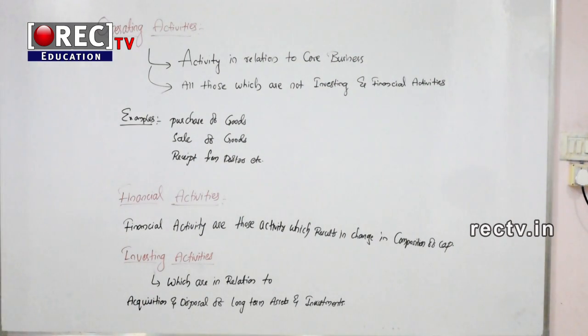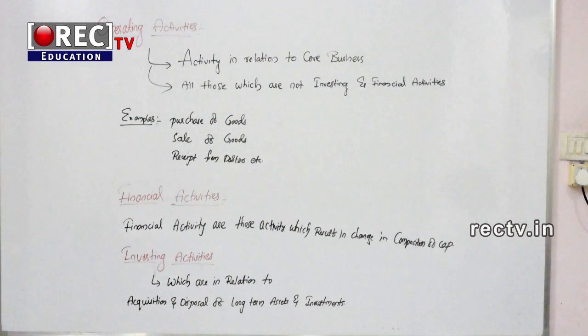Let us see some examples, that is raising of equity share capital, or raising of preference share capital, and raising of debenture capital. So there is a change on the liability side, so this comes under financing activities. Likewise, when you redeem or buy back equity share capital or preference share capital, there is a decrease in the share capital. So these changes on the liability side come under financing activities.